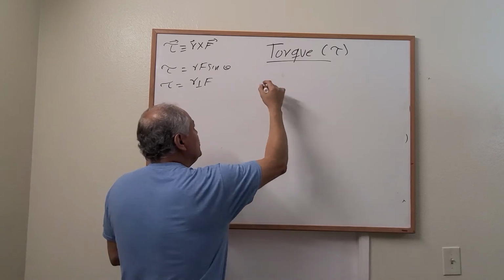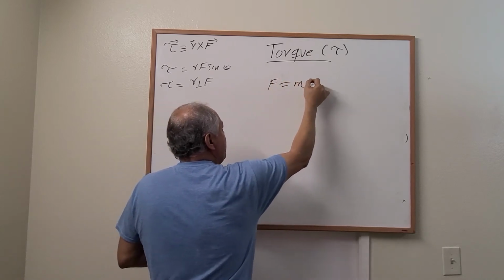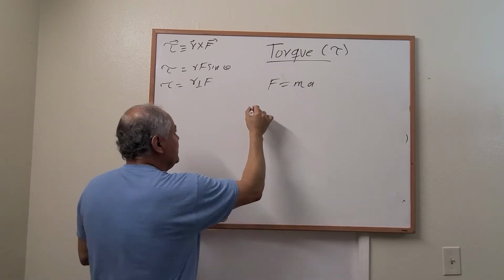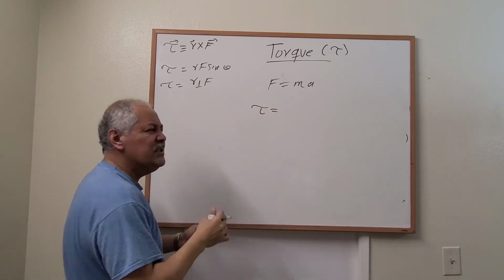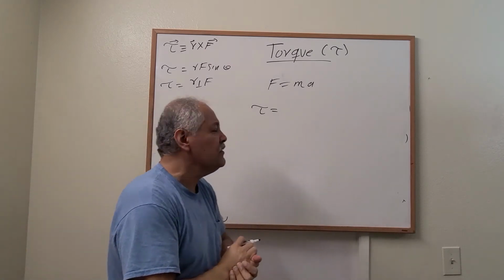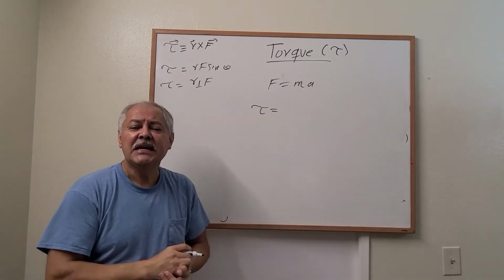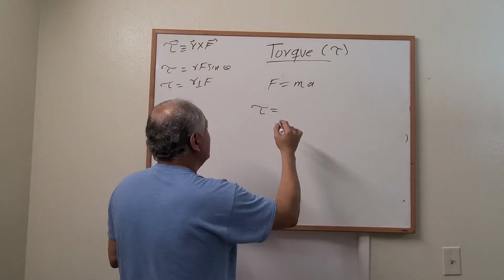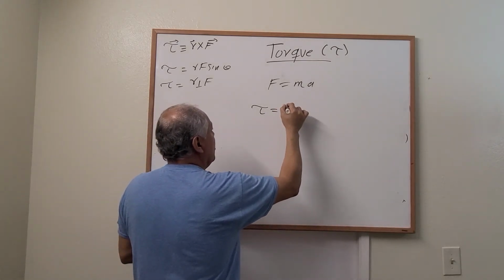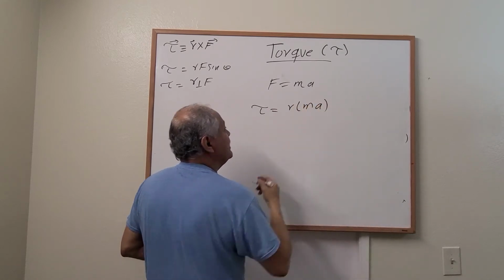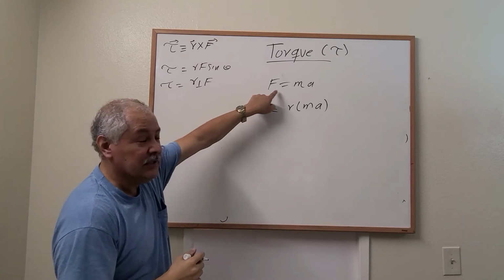Now let's go to the case when we use force equals m a, and let's apply this equation to torque. Torque is equal to, in the case when the angle is 90 degrees to simplify the calculations, sine 90 degrees is 1, correct? So this equals R times mass times acceleration. Again, we are using Newton's second law.